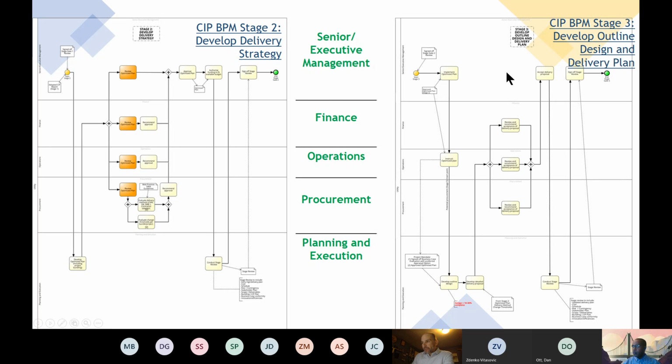Stage 3 is the concept design, or preliminary engineering design, those types of things that we do. Once that's done, this is a stage before the detailed design phase. Most of the work is done by the planning and execution team. Procurement has a role, operations has a role, and finance also has a role in terms of approving and agreeing with the plan. And then finally, the senior management will sign off on the delivery proposal before we go to the next stage.